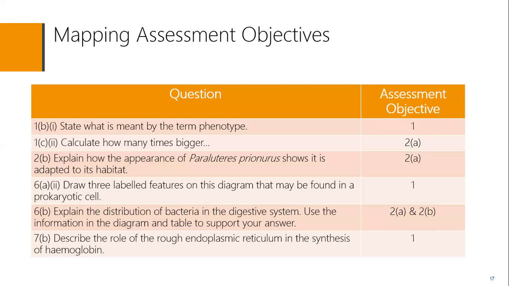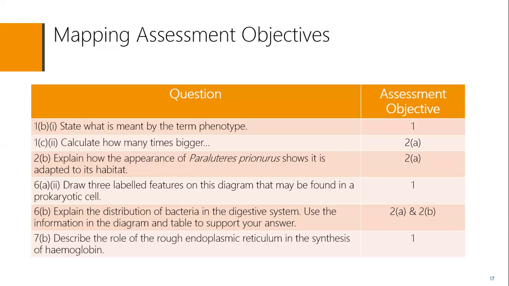But one question can address more than one assessment objective. They're applying their biological understanding and using this to interpret the information provided. So you've got applying knowledge, and then you've got interpreting the information provided. So it's both AO2A and AO2B.